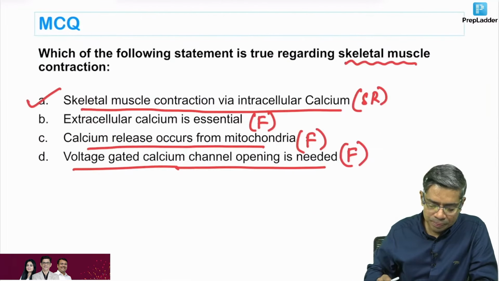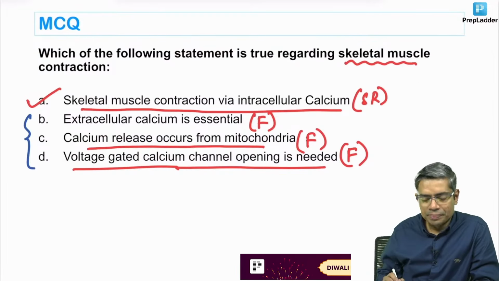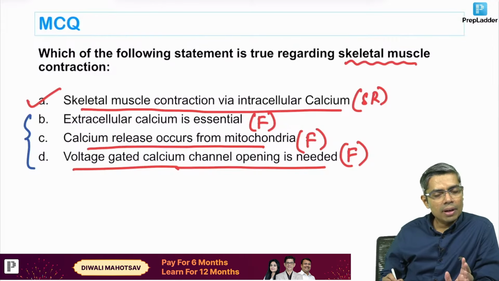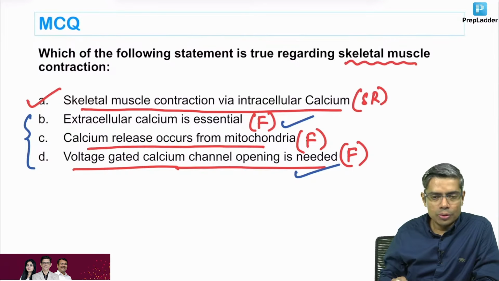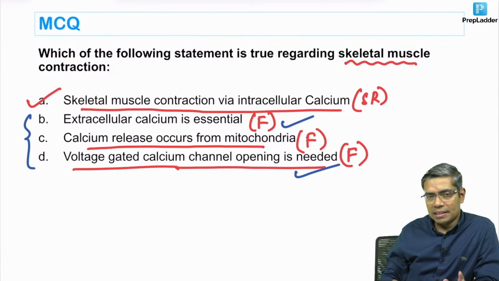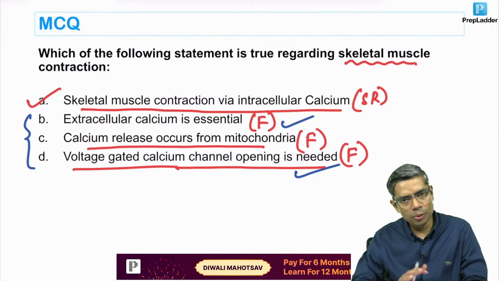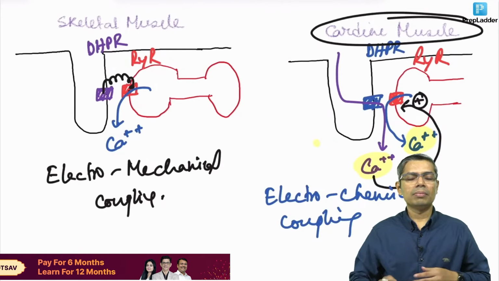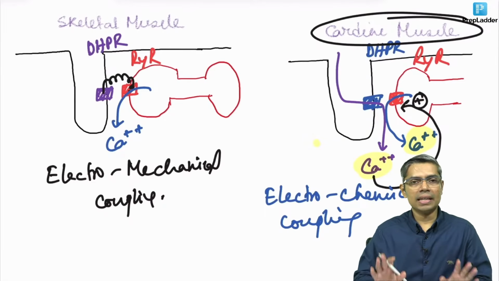So that's why we have discussed here that all these three statements are wrong for skeletal muscle. For cardiac muscle, option B is true and option D is also true, but even mitochondrial calcium is not required for cardiac muscle contraction. So C is false in both skeletal and cardiac muscle. Okay, very good. So this is a repeat question, but believe me, this is a question which has been asked 3-4 times in INI-CET kind of MCQs.